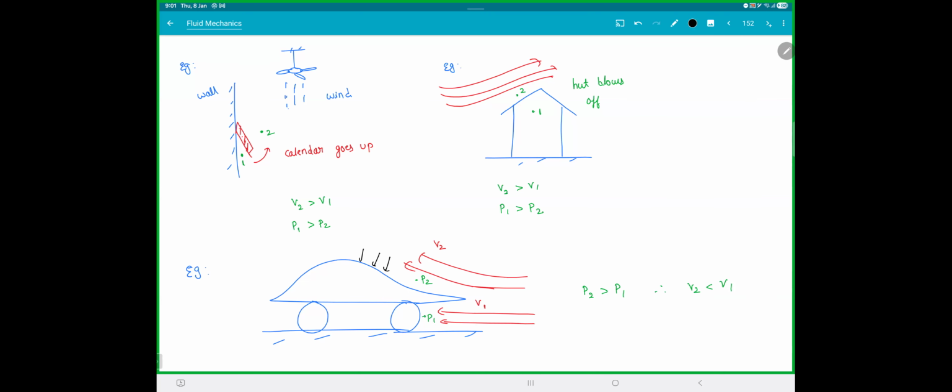And because of that, the normal reaction will increase. You get more friction. You actually get more traction. You're getting it? By chance, when the car is going, due to some design fault or something, if V1 and V2 become reversed, P1 becomes greater than P2, the car will fly off. Regular cars generally don't fly off.